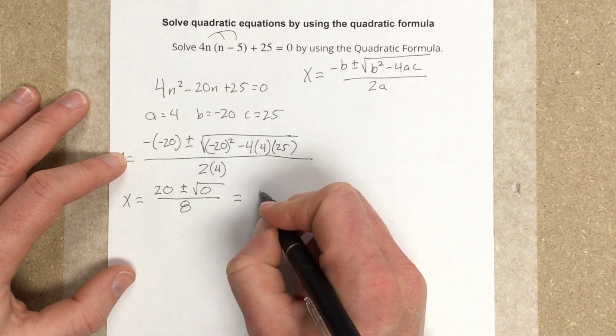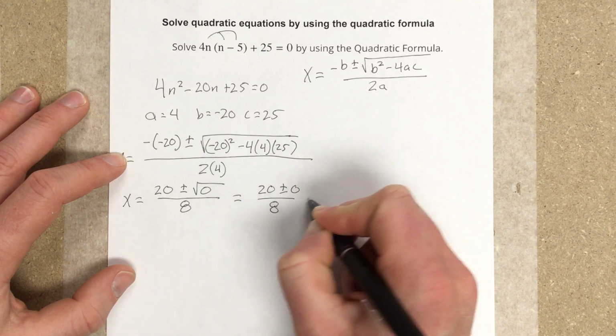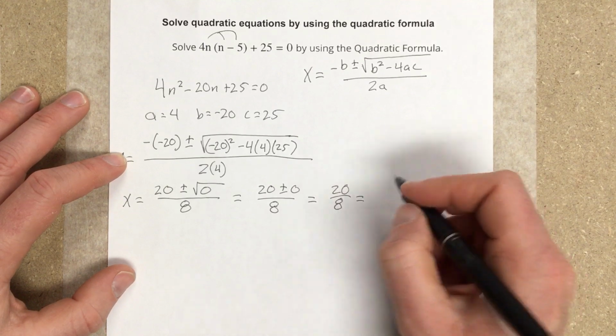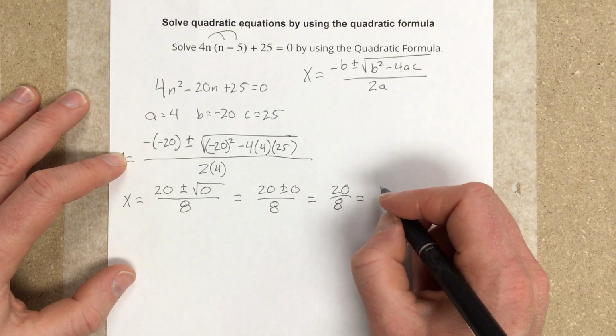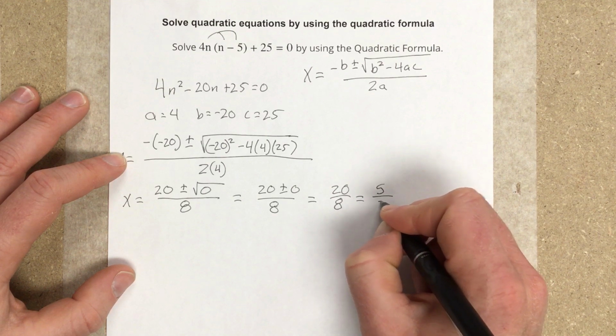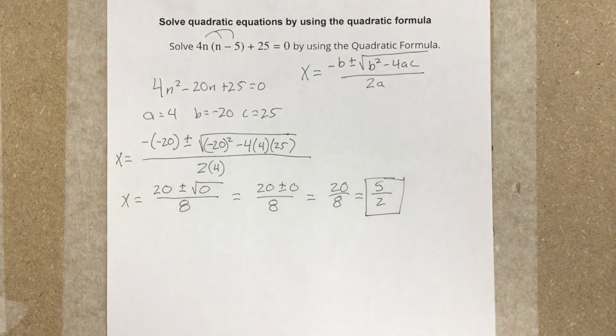So that's really equal to 20 plus and minus 0 over 8, which will just be 20 over 8, which I can reduce. If I divide them both by 2, I get 10 over 4. Actually, divide them both by 4, and I get 5 over 2. So 5/2 is our solution. And that's how you solve quadratic equations using the quadratic formula.